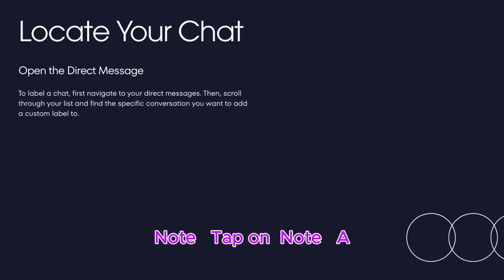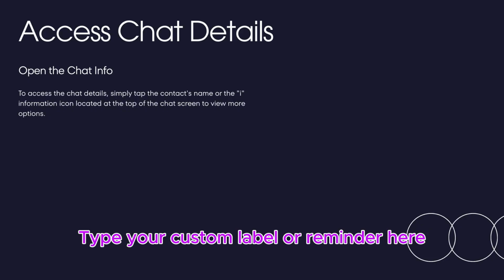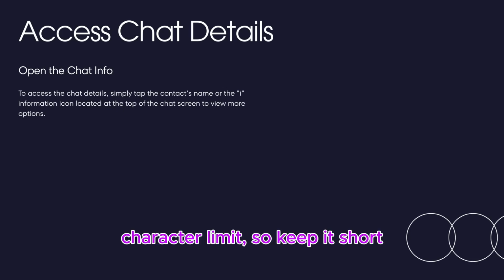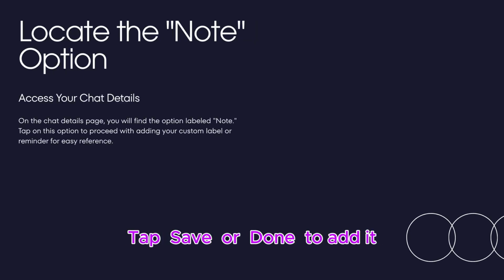Tap on Note. A text field will appear. Type your custom label or reminder here, such as work project or birthday plans. The note has a character limit, so keep it short. Tap Save or Done to add it.